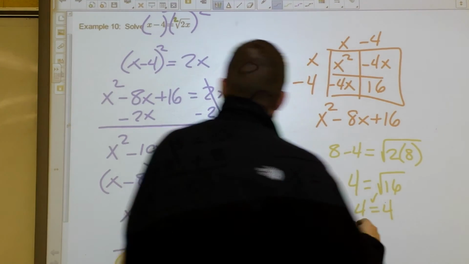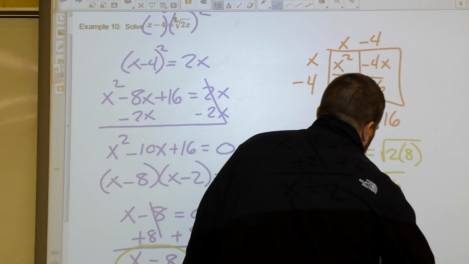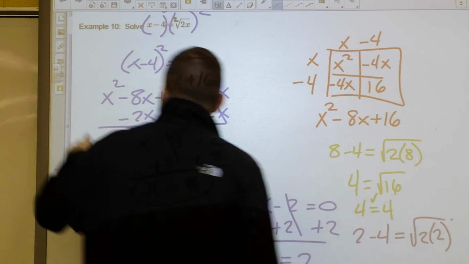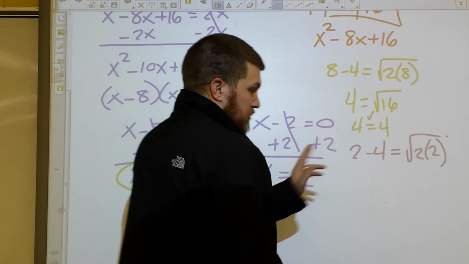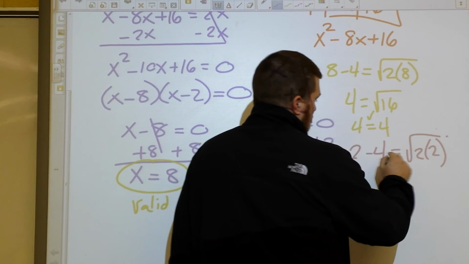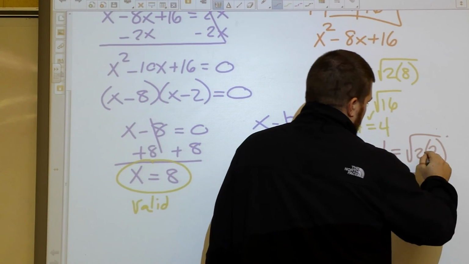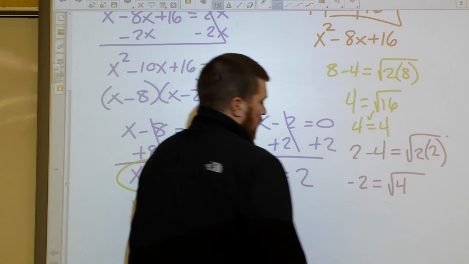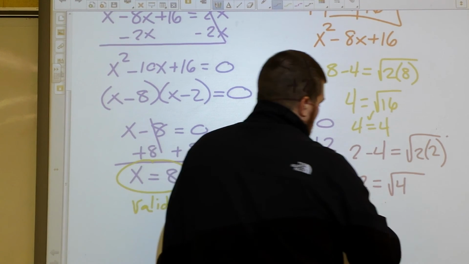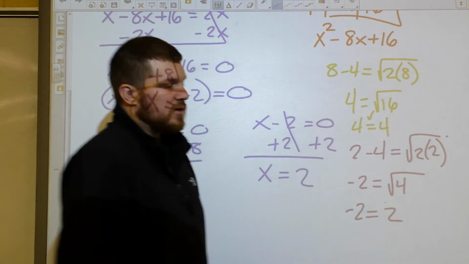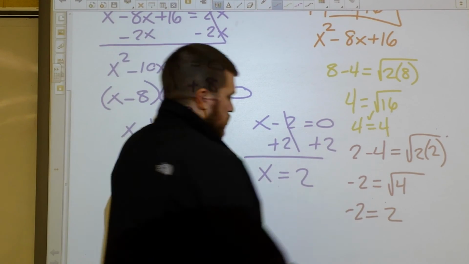So I'm going to do that in purple. So I have 2 minus 4 is equal to the square root of 2 times 2. Everywhere I see an x in the original problem, I'm just plugging in my possible solution. 2 minus 4 is negative 2, so negative 2 is equal to the square root of 2 times 2, which is 4. Well, we know the square root of 4 is positive 2, but this is saying negative 2 is equal to positive 2, which we know is not true.